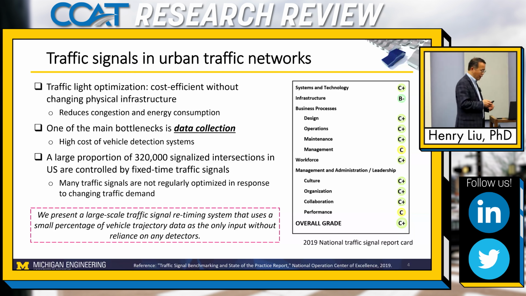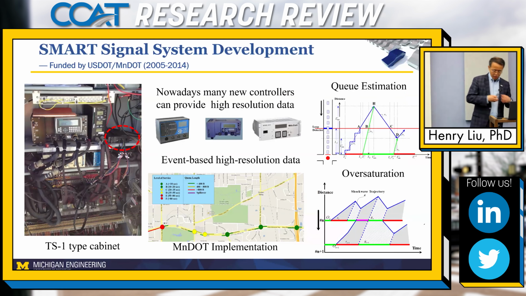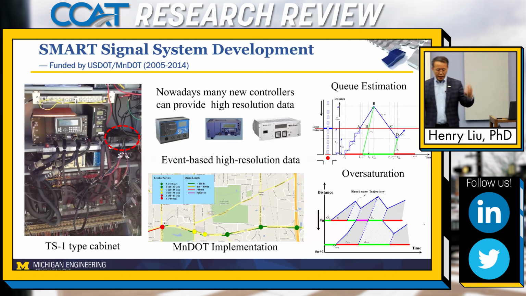And so I've been working on this. The other thing I want to mention is the National Traffic Signal Report Card, which shows that overall in the U.S., our traffic signal grade is about C+ in 2019. As a professor, we know it's not a very good grade. We want to be A, not C, but that's where we are right now. And so I've been working on traffic signal retiming, optimization and data collection for the last 20 years also. And I want to show you the work I did 20 years back when I was still a professor at the University of Minnesota.